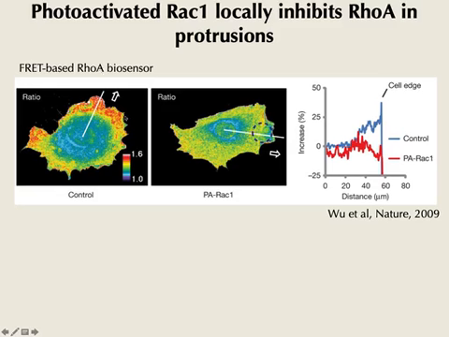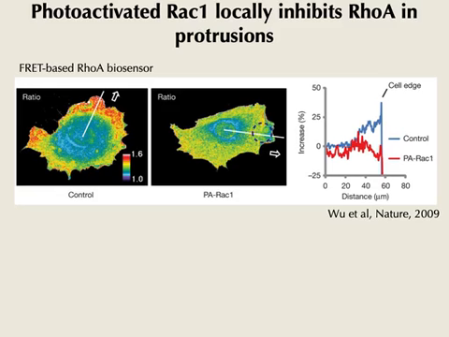So you see a whole lot of activity at the leading edge, and this is the axis onto which this was measured. And now you locally activate RAC, and sure enough, in the control you have high levels of Rho A activity near the leading edge, but when you activate RAC, it goes down. Okay, so we're now starting to dissect these interactions between Rho GTPases in a very local manner.